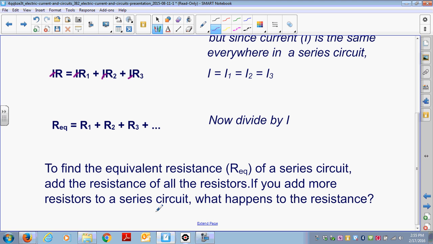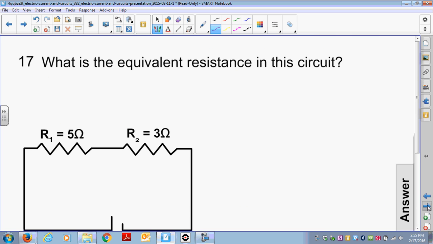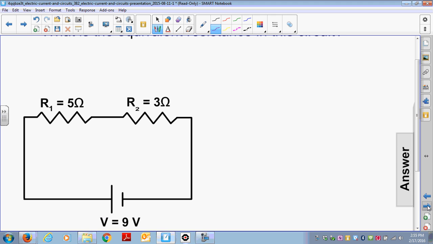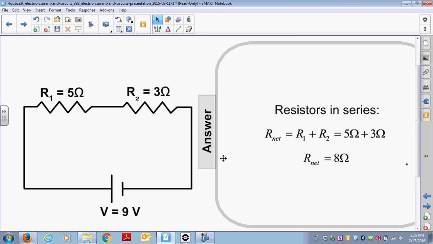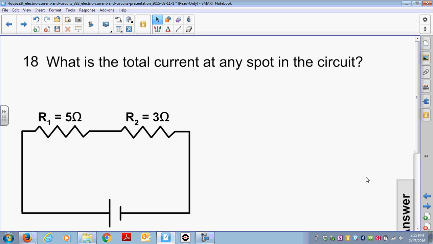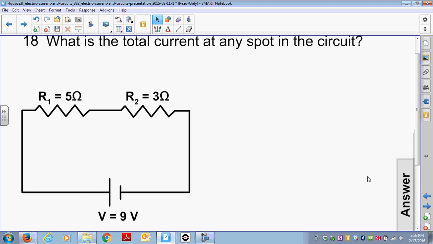If you add more resistors to a series circuit, what's going to happen to the resistance? It's going to increase. So what is the equivalent resistance in this circuit? Go ahead and pause the video if you need to. Okay. If you add 5 ohms plus 3 ohms, you should end up with 8 ohms. What is the total current at any spot in the circuit? Now this is tricky.